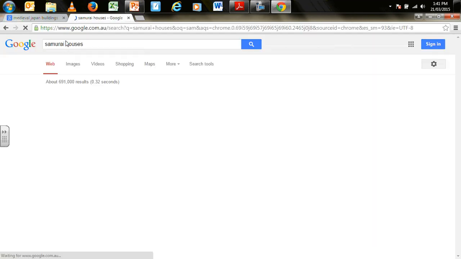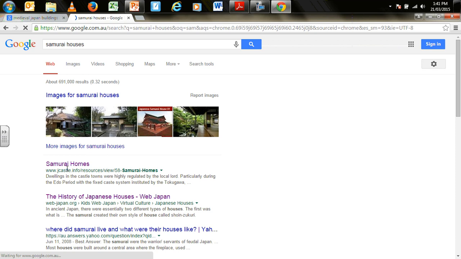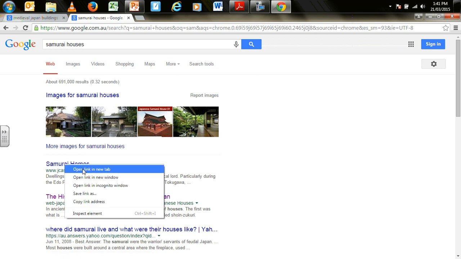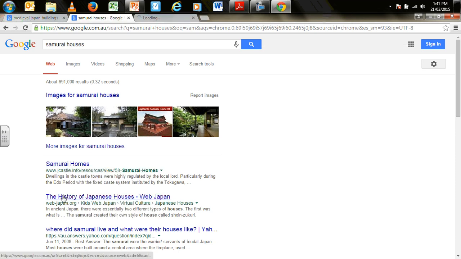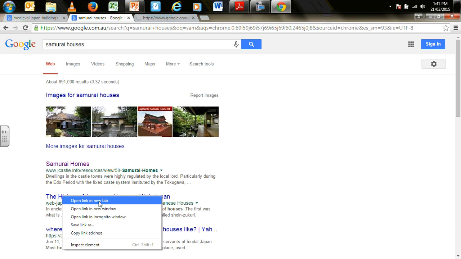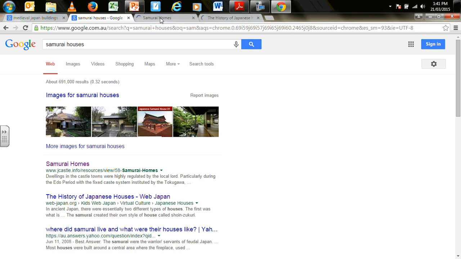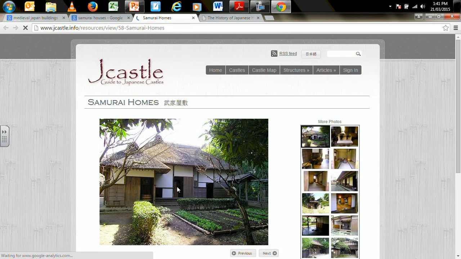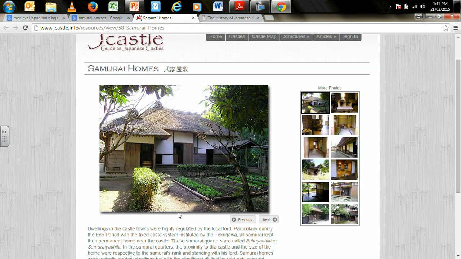when we go in there are some sites with some information on there. There's not an overwhelming lot of information on samurai houses, but there is plenty for you to be able to use to get information for your assignment. So if we have a little bit of a look at some of these links, you can see that you can use the images as well as the text to be able to help you write your label.